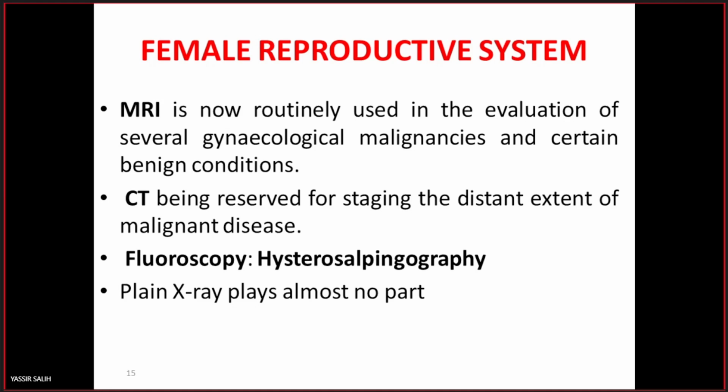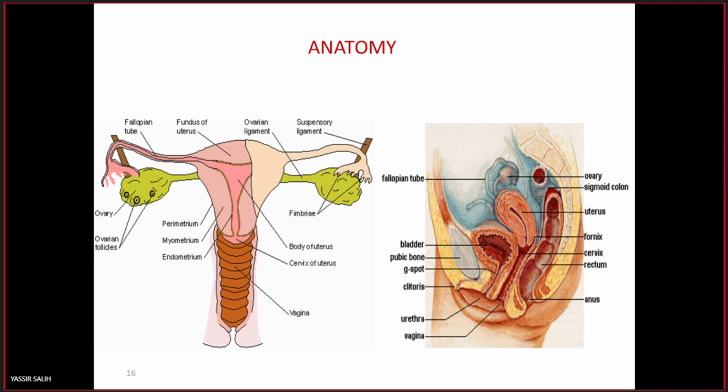لأن هي عندها play a very important role in assessment of the local invasion, especially the bone, and CT is the best imaging technique for assessment of the bone structure. By fluoroscopy in female reproductive system, we can do a technique that is called hysterosalpingiography. This is done by fluoroscopy. And X-ray plays a very limited role in assessment of the female reproductive system.